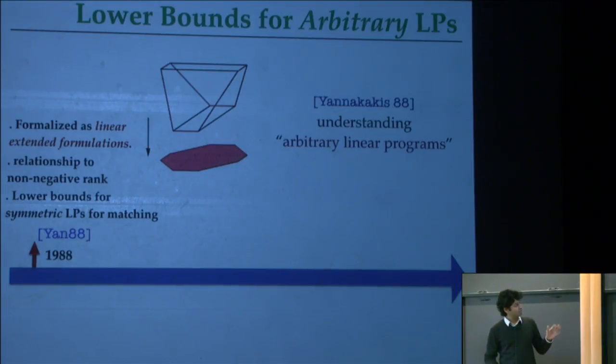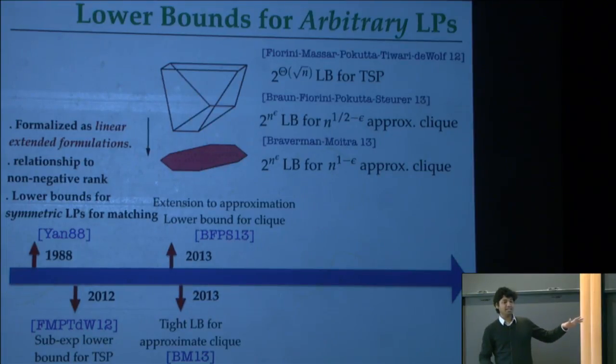And it took 24 years to resolve, or at least go beyond, this symmetry condition that Yannakakis put, in the breakthrough work of Fiorini, Massar, Pokutta, Tiwary, and de Wolf from 2012. And they showed a sub-exponential lower bound for the traveling salesman problem, like a 2 to the root n size lower bound. And since then, in the last 4 years or so, a lot of extremely interesting work has been done in this area of understanding extended formulations for various problems.